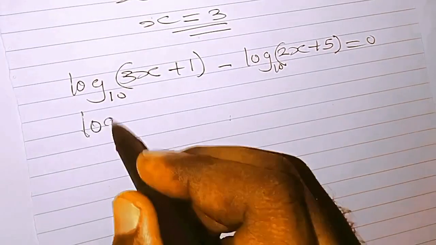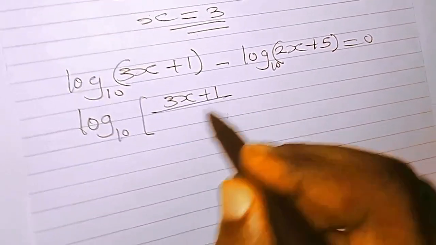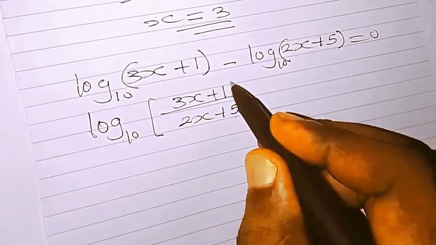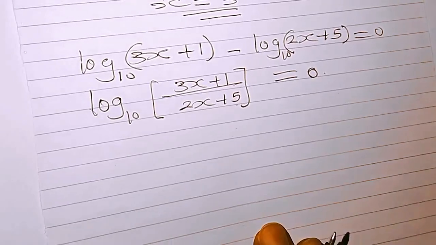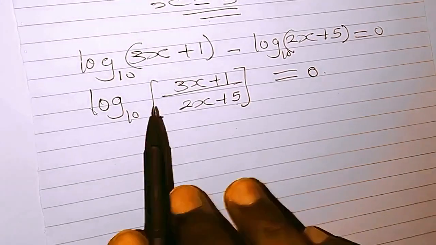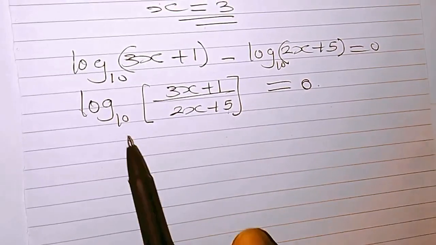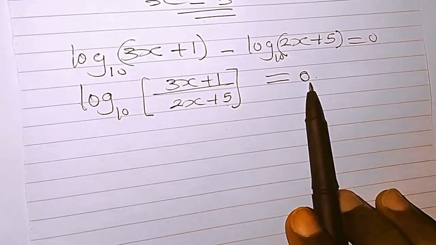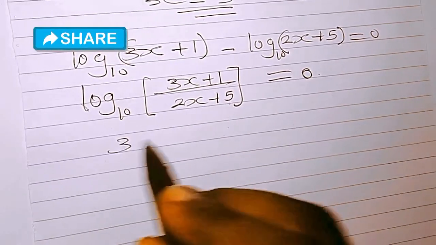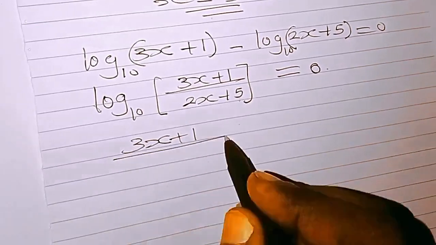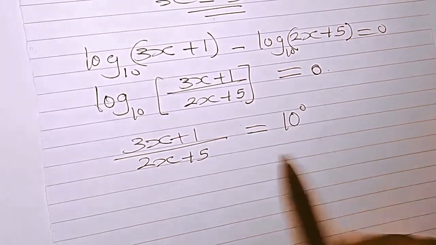And therefore, here is log to base 10 in the bracket 3x plus 1 over 2x plus 5, equal to 0. And then the next thing is to change this log form of equation to index form. Remember, changing this to index form, the base has to be raised to the power of whatever you have there, equal to whatever number we have there. And therefore, here is 3x plus 1 over 2x plus 5 equal to 10 raised to the power of 0.